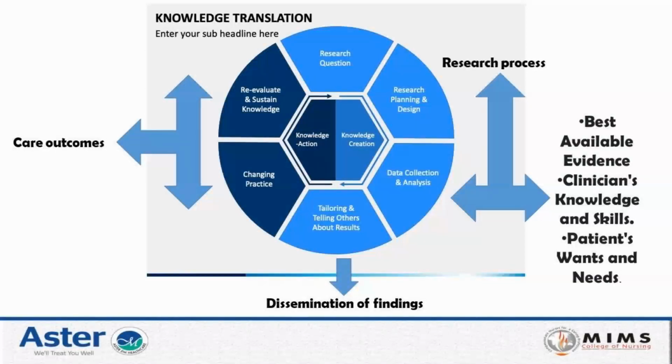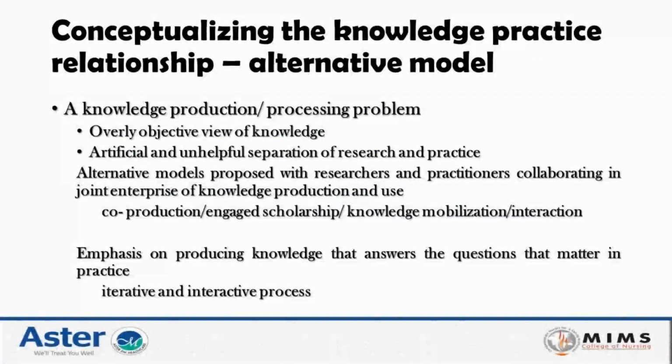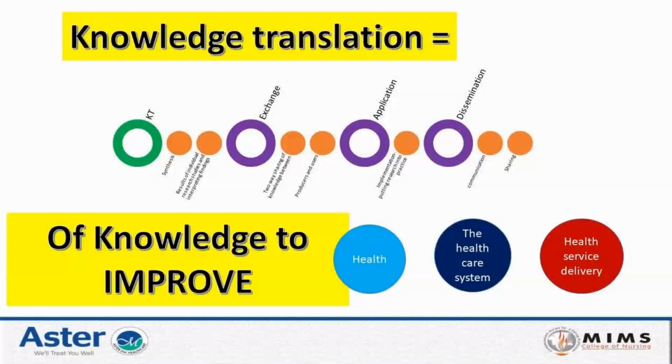Then conceptualizing the knowledge-practice relationship. Another alternative model is there. Here people use knowledge production and processing. This is another model which I don't think that I need to explain. Then knowledge translation, again, the terms are put there. We have to think about the healthcare system and the healthcare delivery for knowledge translation and to improve the quality of care for patients.